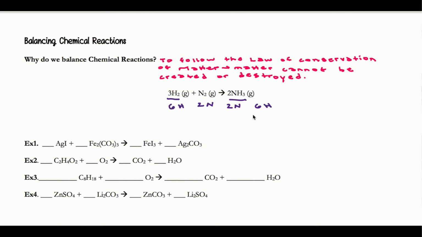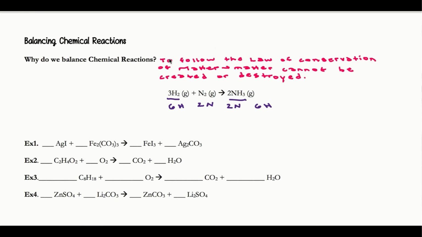hydrogens. So what the law of conservation of matter is telling me is that I cannot create or destroy atoms. So if I start with 6 atoms of hydrogen, I have to finish with 6 atoms of hydrogen. If I start with 2 atoms of nitrogen, I have to finish with 2 atoms of nitrogen. Okay? So that's why we balance.